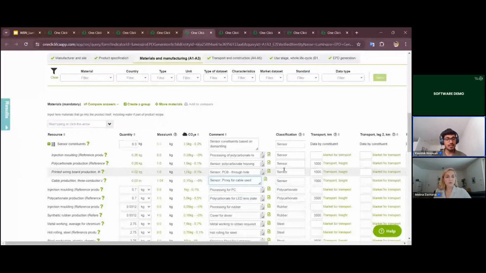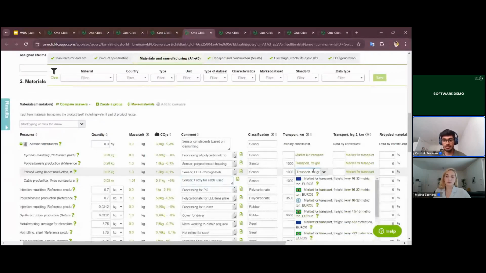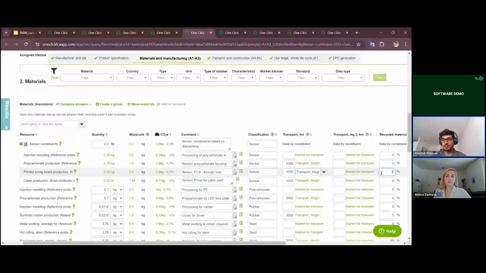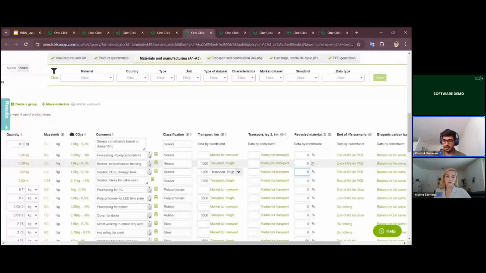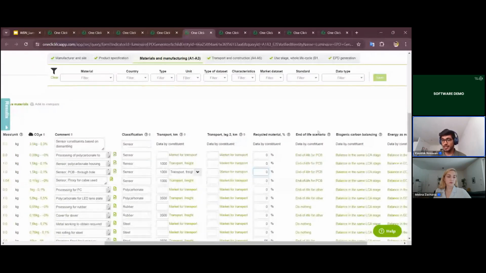Then there's the classification. This comes in handy in the results page for classification of the results, the graphs, and the pie charts. It helps to group impacts together based on the information we've given here. Then we have the transport distances for leg 1 and leg 2, and the method that is available. Here it's a 32 metric ton lorry that I've used. And then there's also the recycled material, if any, that you've used in your product, for a specific material. By default, it's 0.